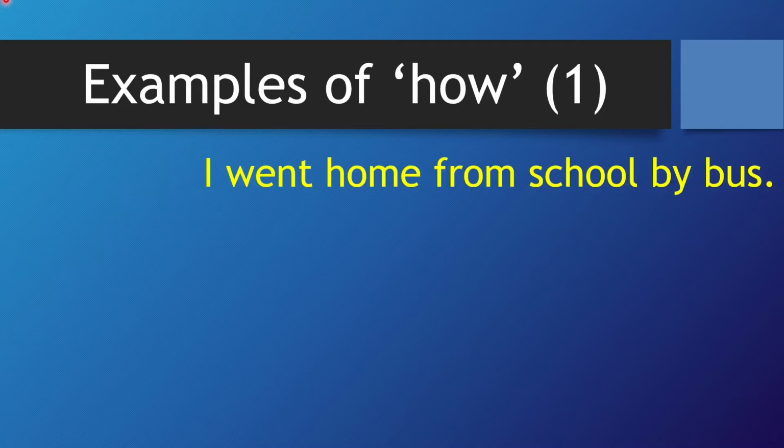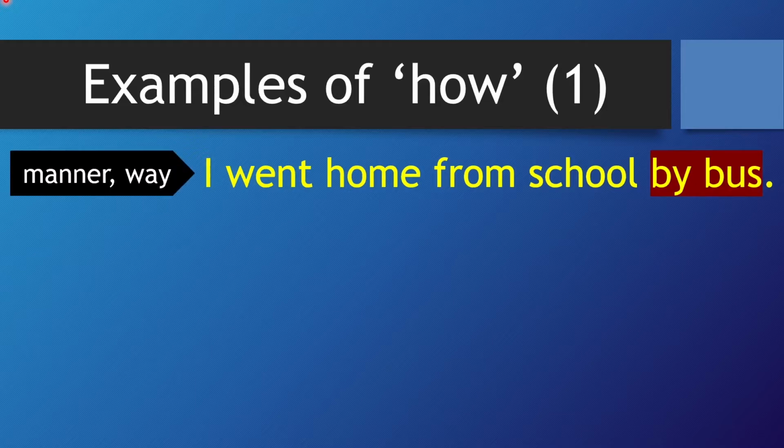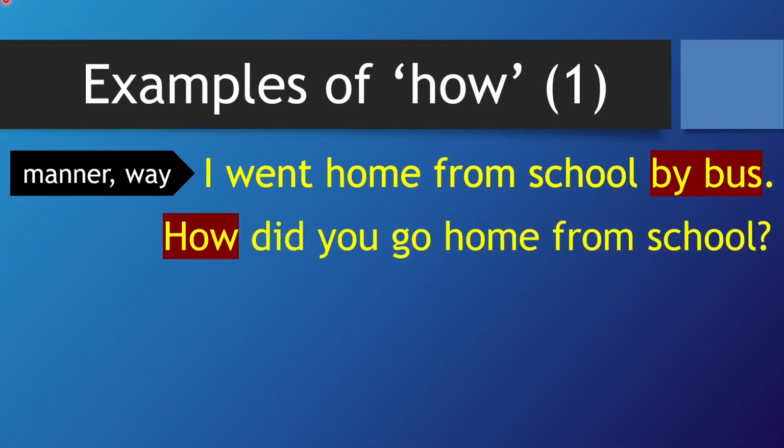I went home from school by bus. Here, the highlighted part is by bus because it is showing the manner or the way you went home. So the question will become, how did you go home from school? Now let me explain. As per the structure, there will be how in the beginning, and after that there will be an auxiliary verb. The verb given was went. That's why we have to use the past auxiliary verb did.